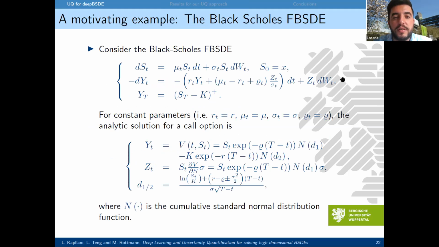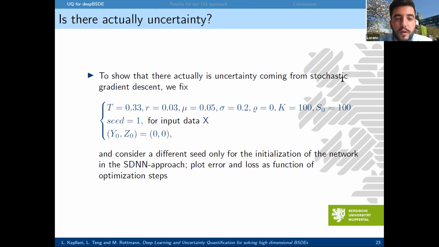As a motivating example, we consider the Black-Scholes forward-backward SDE, which is given as follows, and which of course has an analytical solution given by the following equation. Here the terminal condition is given by the payoff of a call option, S_T minus K, but we can also consider a put and so on. First, we need to see if there is uncertainty when we solve these kinds of equations via deep learning. To show the uncertainty coming from stochastic gradient descent, we fixed the problem parameters: T, the interest rate, and so on.